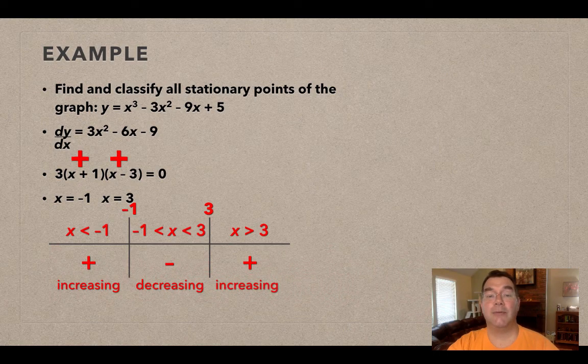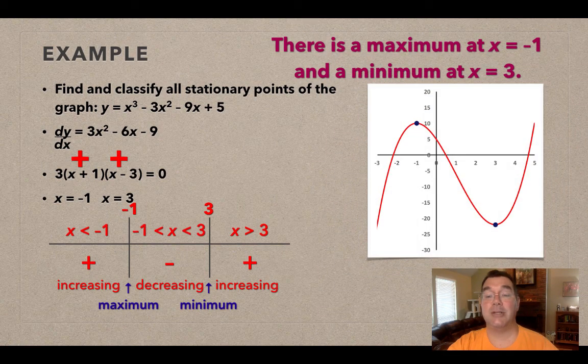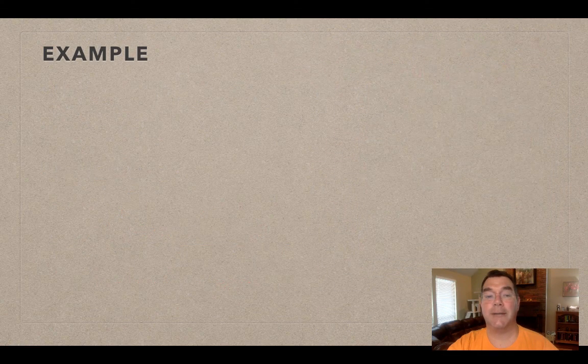So remember what I said before about classifying these things. If a function switches from increasing to decreasing, what that means is there must be a maximum at that point. And then if it switches from decreasing to increasing, there must be a minimum at that point. So what that means is there's a maximum at negative 1 and there's a minimum at 3. And as you can see, that's what the function actually looks like.